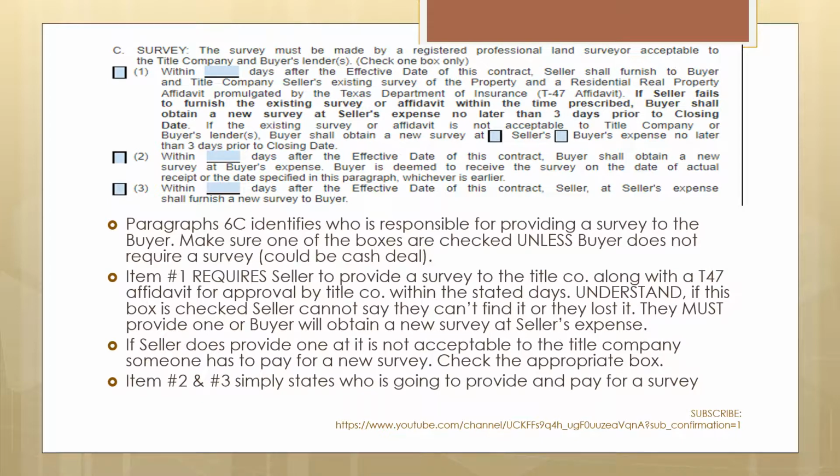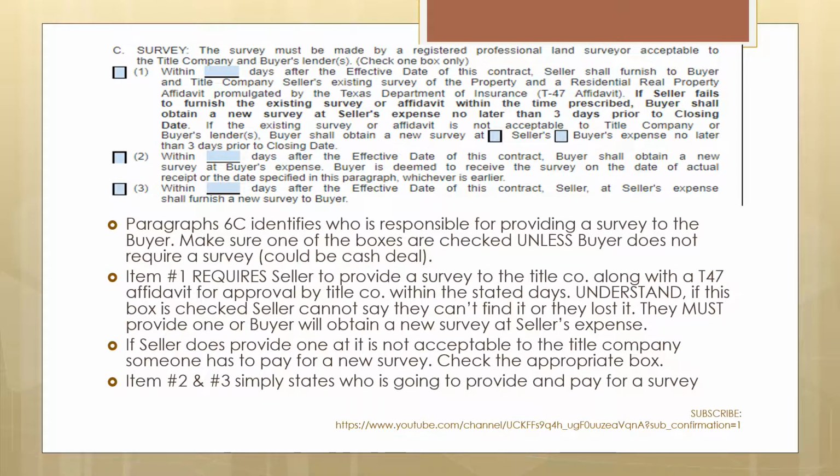Okay. Item number 1 requires the seller to provide a survey to the title company along with a T47 affidavit for approval by the title company within the stated days. Right? Understand that if this box is checked, the seller cannot say they can't find their survey, or they lost it, or the dog ate their homework. They must provide one, or the buyer can obtain a new survey at the seller's expense.